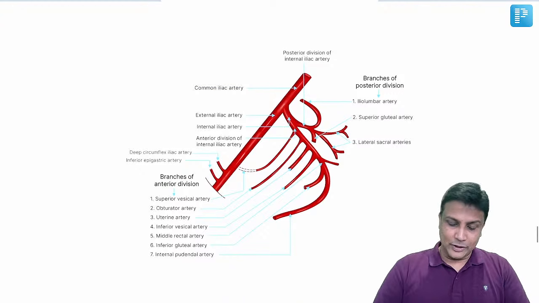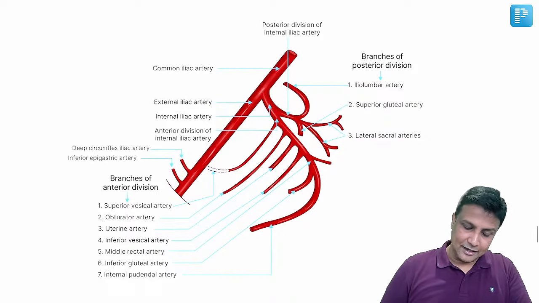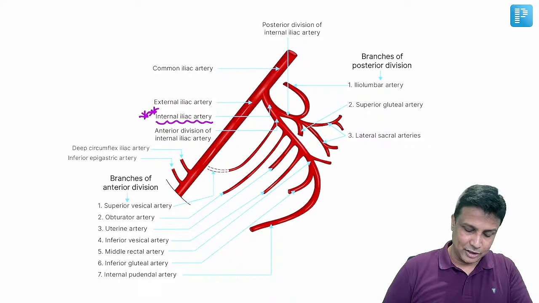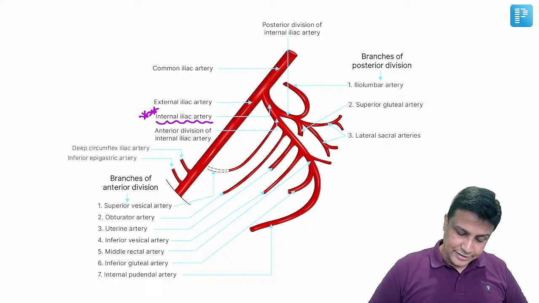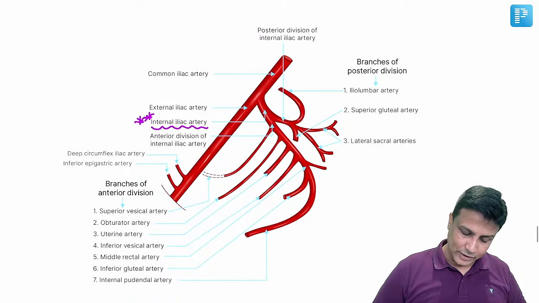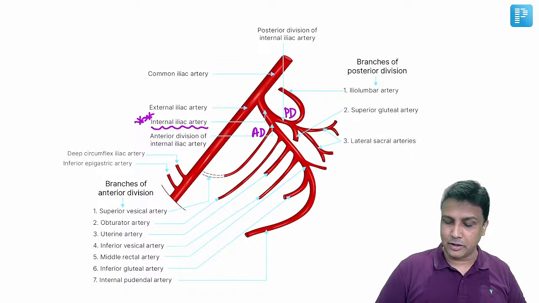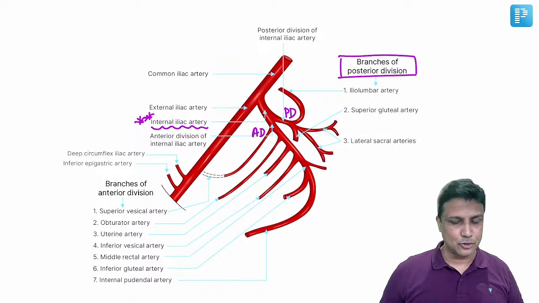Now, once you are done with this one, welcome to the internal iliac artery. Internal iliac artery, another important PYQ for your INI-CET exam. Many times the question has been asked from here. The internal iliac artery is divided into two divisions here. One is your anterior division, another one will be the posterior division. And I request you to remember the branches of only and only the posterior division.